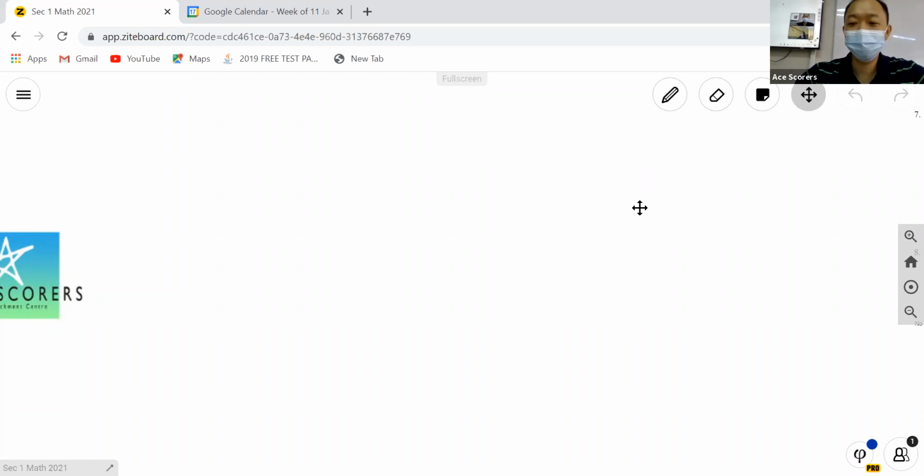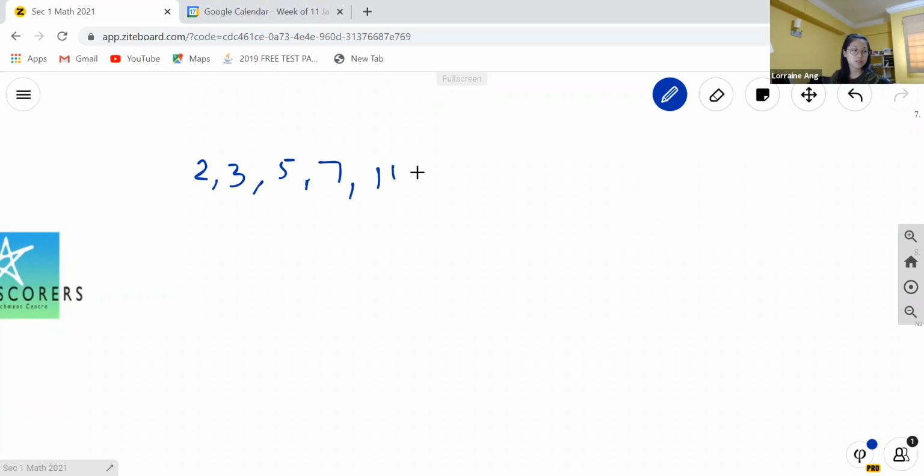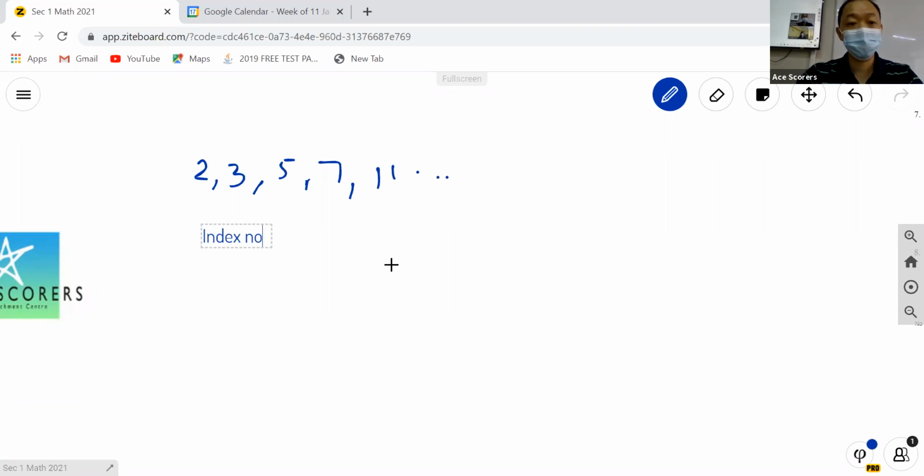What are prime numbers? Numbers that can be divided by one and itself. Ah, very good. One and itself. So for example 2, 3, what's next? 5. What else? 7. 11. Okay, and so forth. Very good. So when we're doing HCF LCM, we use the prime factorization method. To be specific, we're using the index notation method of finding HCF LCM.